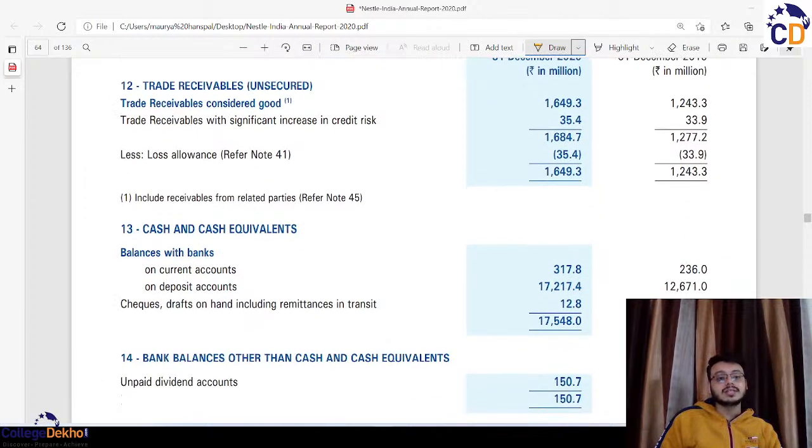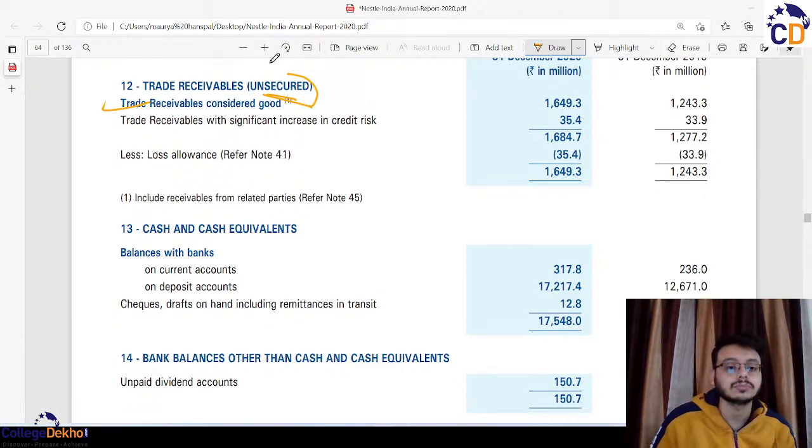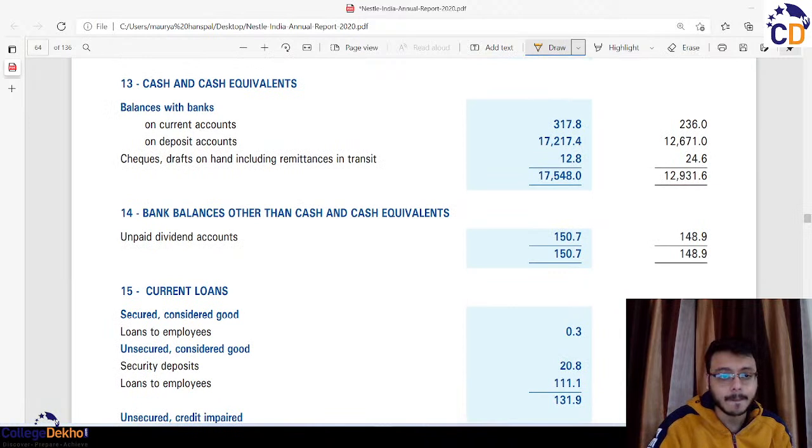Then you have the trade receivables, unsecured, meaning there is no collateral behind these. Cash and cash equivalents, all this has been mentioned. Then they further mention their bank balances.